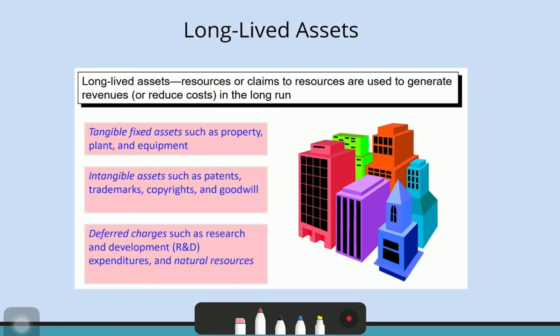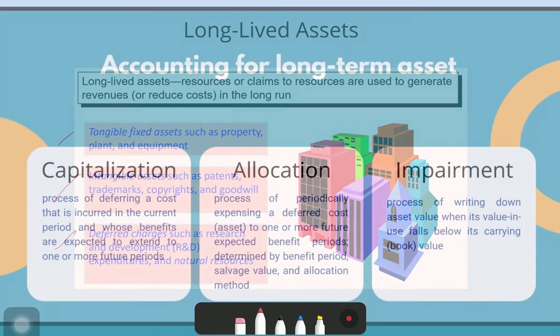Okay, last one is long-lived asset. Long-lived assets are resources or claims to resources used to generate revenues or reduce costs in the long run. So the examples of the long-lived assets are tangible fixed assets such as property, plant and equipment, intangible assets such as patents, trademarks, copyrights and goodwill, and also the deferred charges such as R&D expenditures and natural resources.